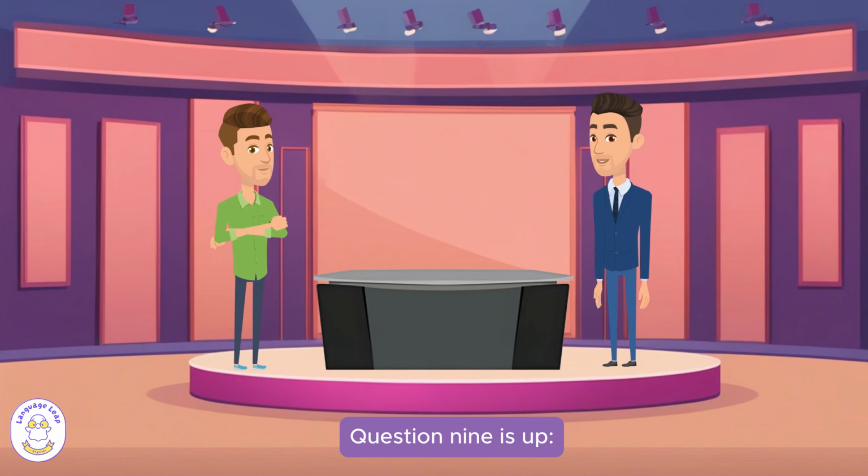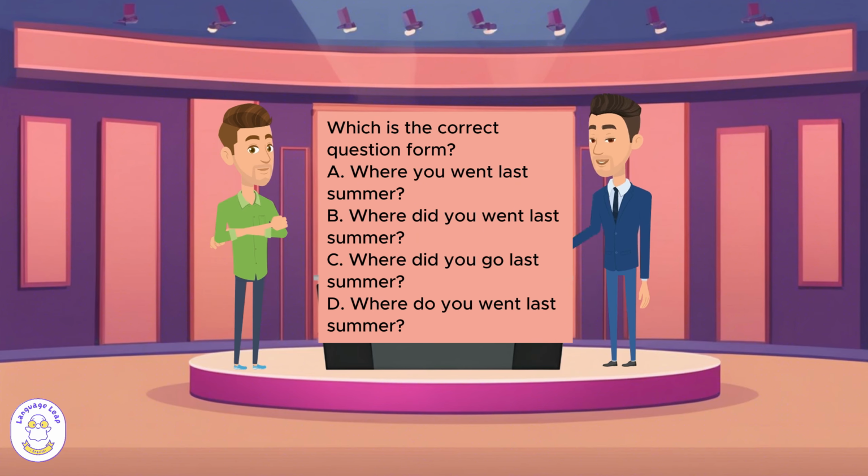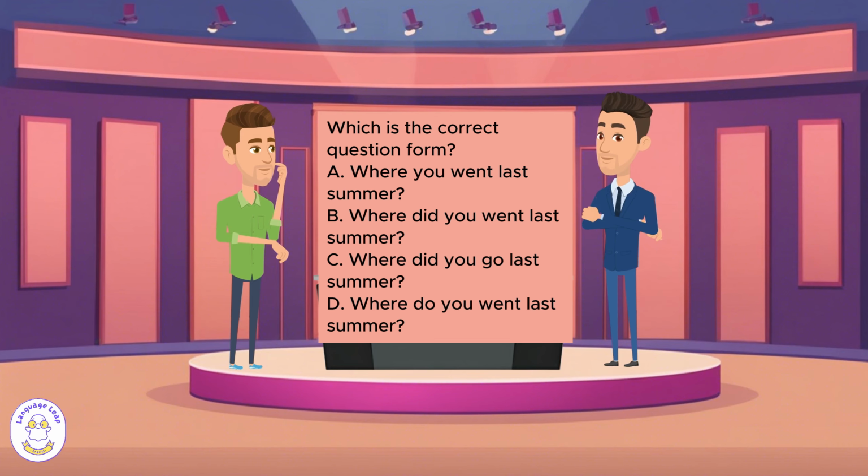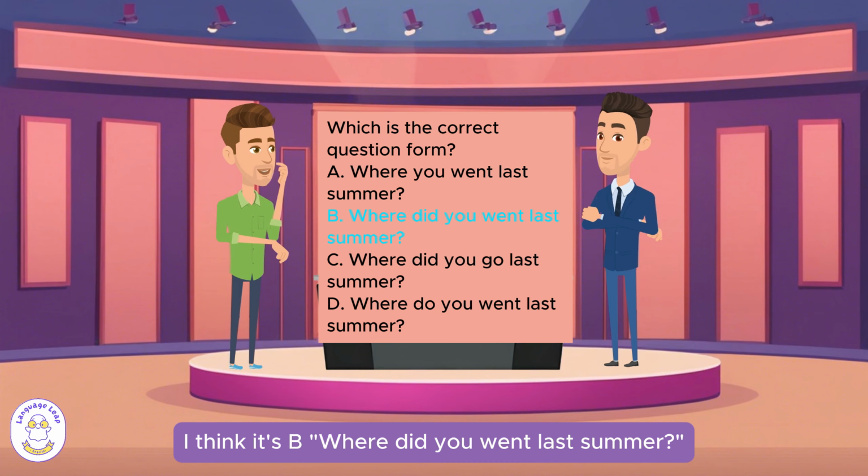Question 9 is up. Which is the correct question form? A. Where you went last summer. B. Where did you went last summer? C. Where did you go last summer? D. Where do you went last summer? I think it's B.